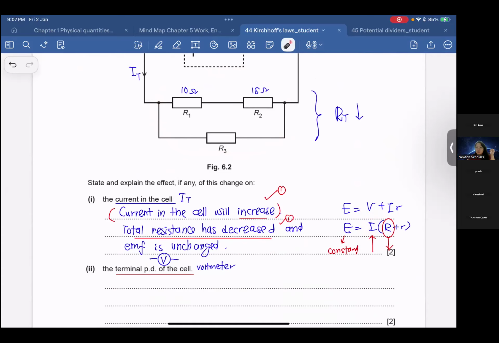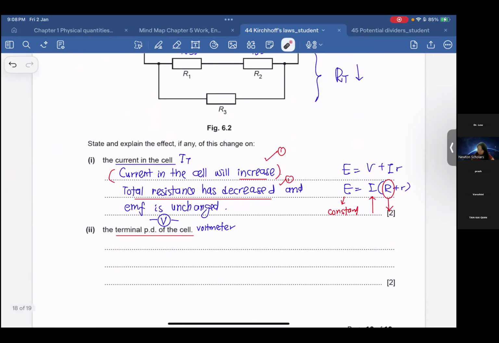Vashini says when current increases, greater potential difference across internal resistance, so terminal potential of cell decreases. Correct. Will V increase? No, it should decrease. Voltmeter reading should decrease. Okay, Fatima, voltage increases as resistance decreases. Voltage increase? No. Okay, dear, here, look at me.